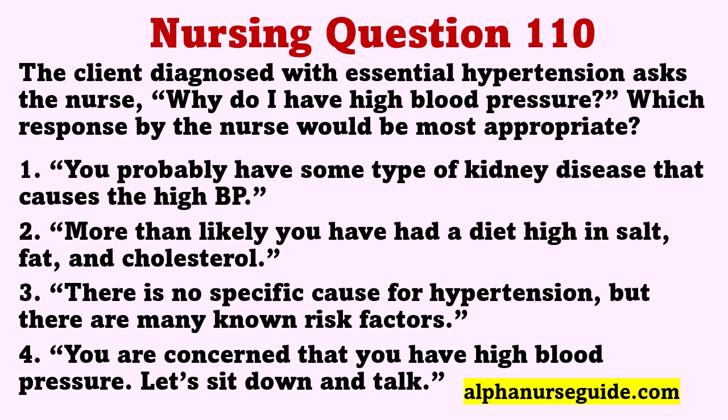The correct answer is 3. There is no specific cause for hypertension, but there are many known risk factors. There is no known cause for essential hypertension, but many factors, both modifiable and non-modifiable, are risk factors for essential hypertension. Kidney disease leads to secondary hypertension. Secondary hypertension is elevated blood pressure resulting from an identifiable underlying process.